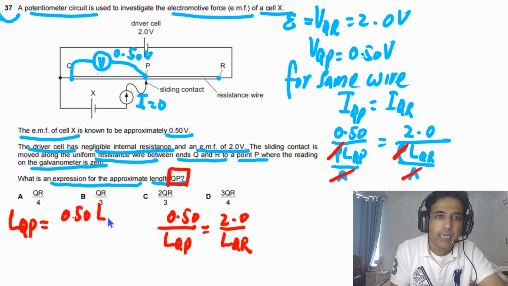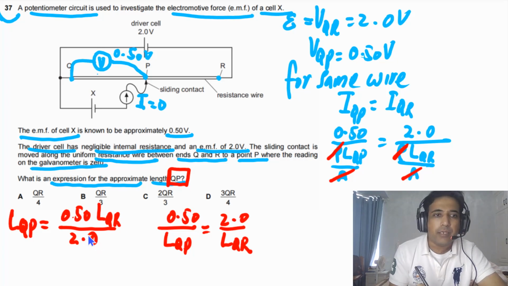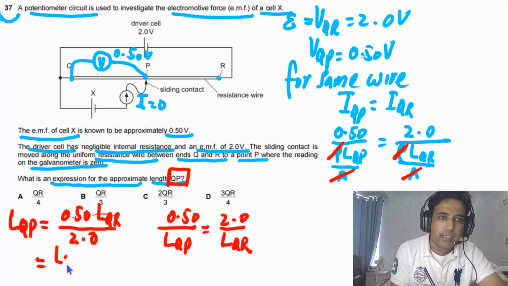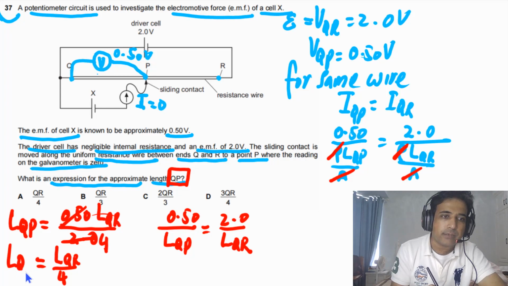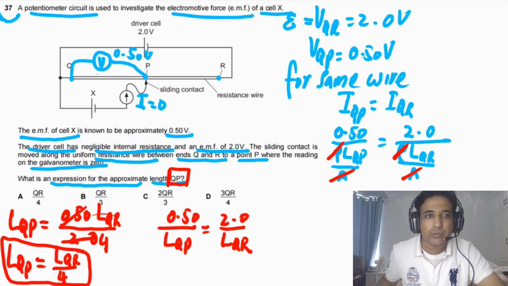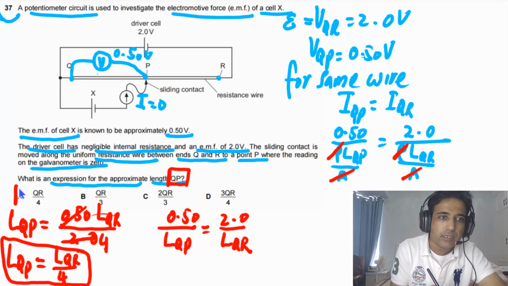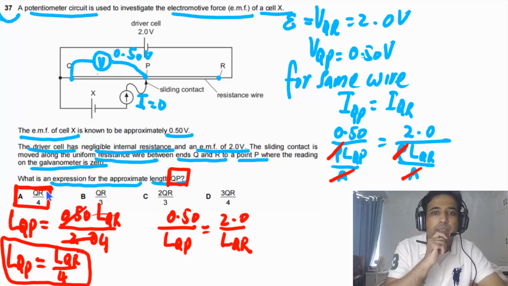So LQP will be equal to 0.50 times LQR divided by 2.0. It simply means we will get LQR divided by 4, because this is 0.5 and this is 2. So our final answer is LQP, meaning QP, is equal to LQR divided by 4. So the answer for this question is A.